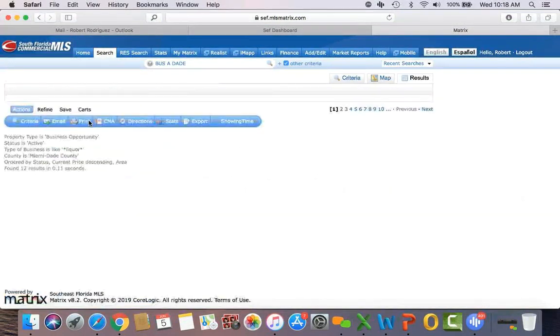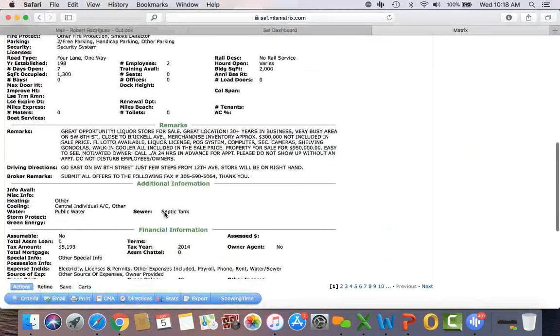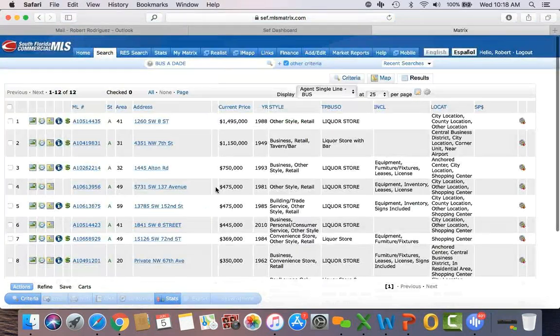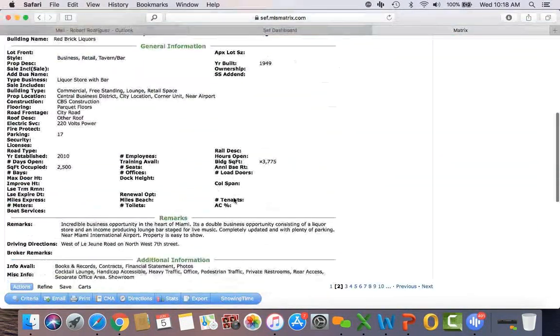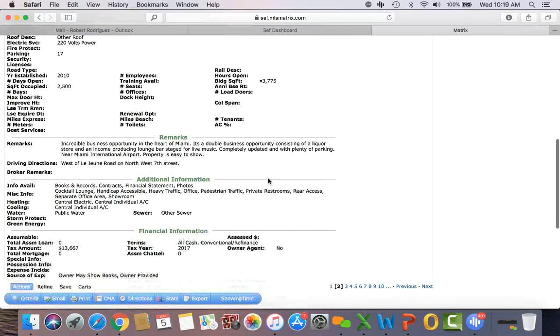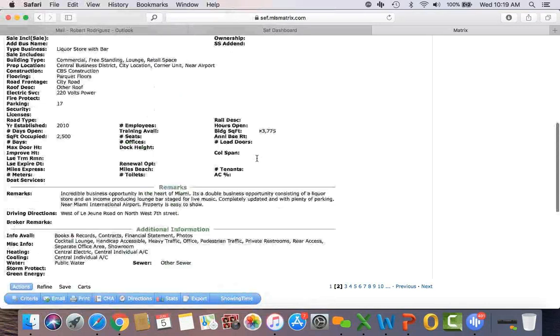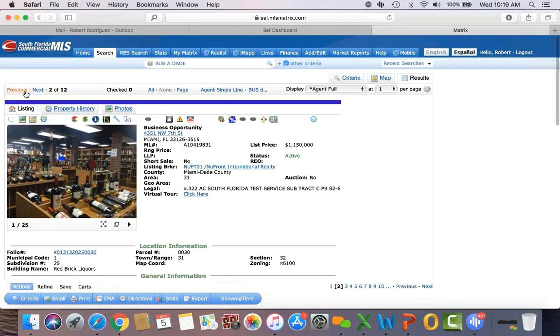And when you click on one of them, you actually have to read the remarks and see what they're selling. This is a great opportunity, liquor store for sale, 30 plus years. And it says that the inventory is not included. If you go to one of the more expensive sales, normally you'll see that the property is also included in the sale. Let me see, incredible business opportunity, double business. Let's see, double business opportunity consisting of a liquor store and income property, completely updated. And can't really see here whether the property is also for sale or not.